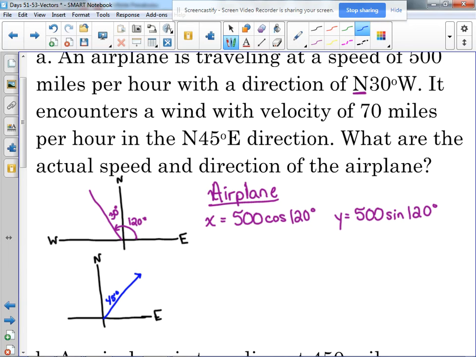Now on this one, you would get really lucky if you just used 45, because 45 is also the angle from the positive x-axis. So if we find the components for the wind, the x component is the velocity of the wind times the cosine of the angle of the wind. The y component is the velocity times the sine of the angle of the wind.